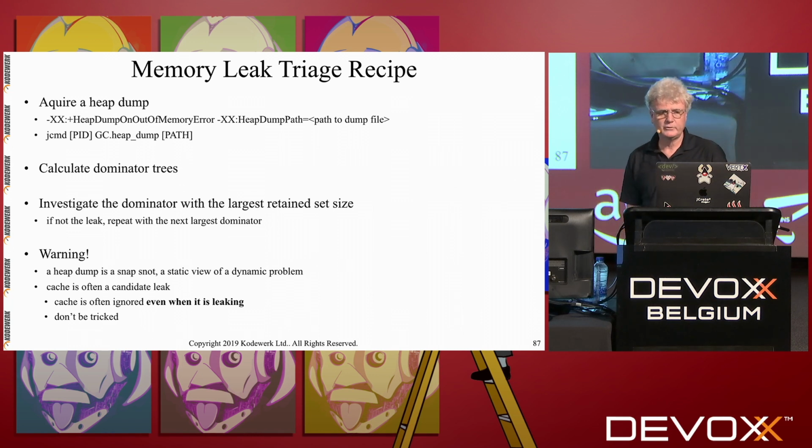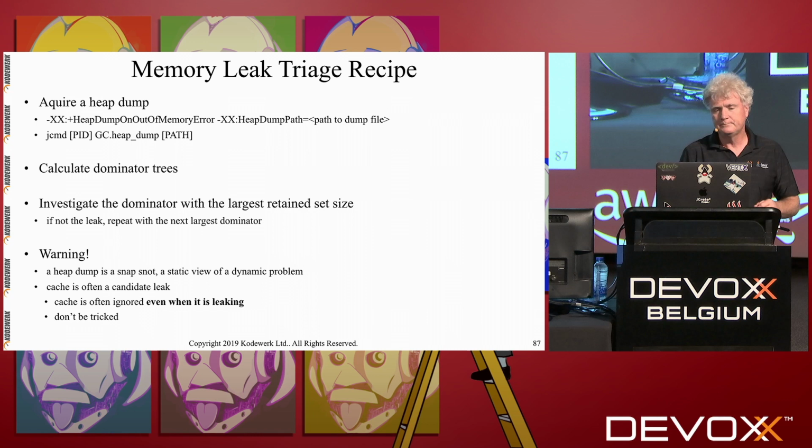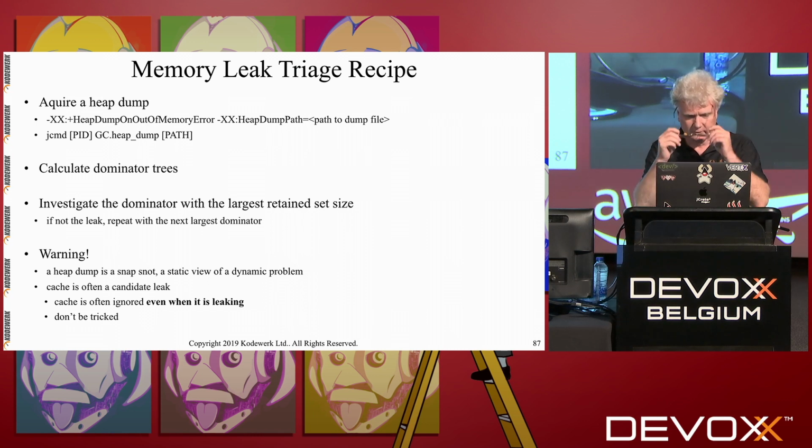So the memory leak triage in this particular case is a little simpler. We don't have to worry about generations and generational counts and things like that. All we're going to do is acquire a heap dump. We can do that very nicely using flags on the command line that say, if I get an out of memory error, then dump the heap to whatever path we specify. Or we can use some tooling, like Visual VM or JCommand, to generate the heap dump for us.